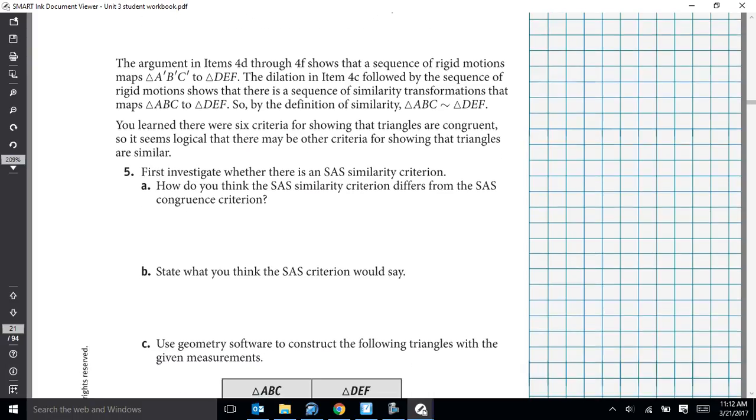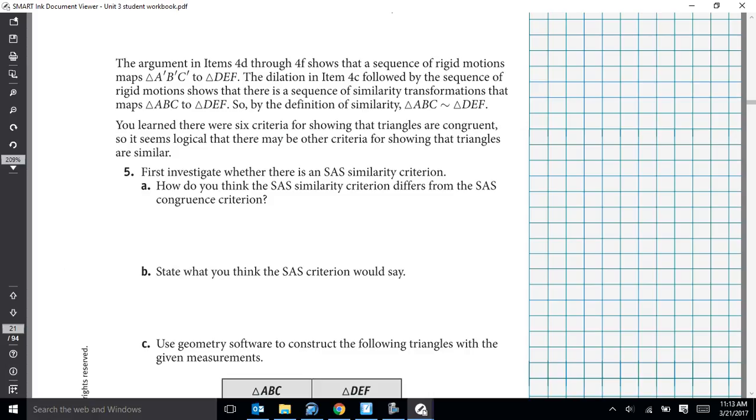So we learned previously that there are 6 criteria showing that the triangles are congruent. So we had our side, angle, angle, angle, side, side, side. We had hypotenuse leg. And then we can go through and show that everything is congruent to show the triangles are congruent.